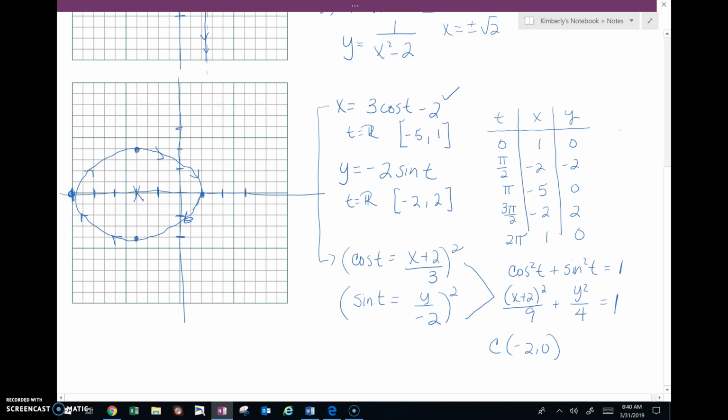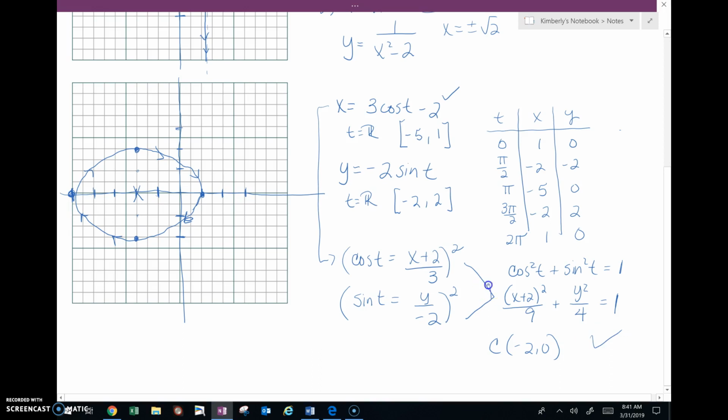Let's come over here. (-2, 0). X marks the spot. There's your center. Your horizontal distance from the center is 3. Yep, 1, 2, 3, 1, 2, 3. And your vertical distance is 2, 1, 2, 1, 2. There you go. So you've got your graph.